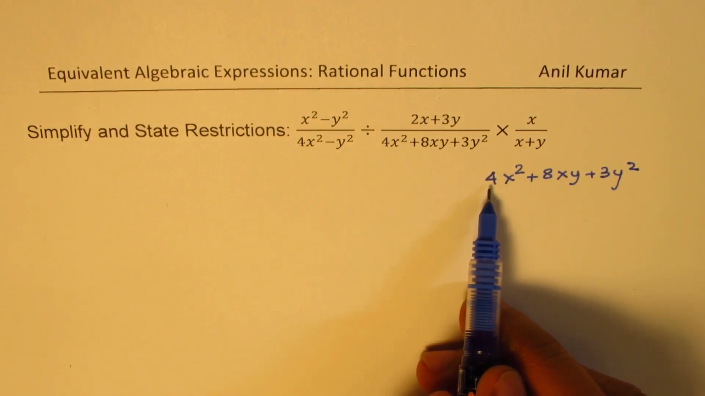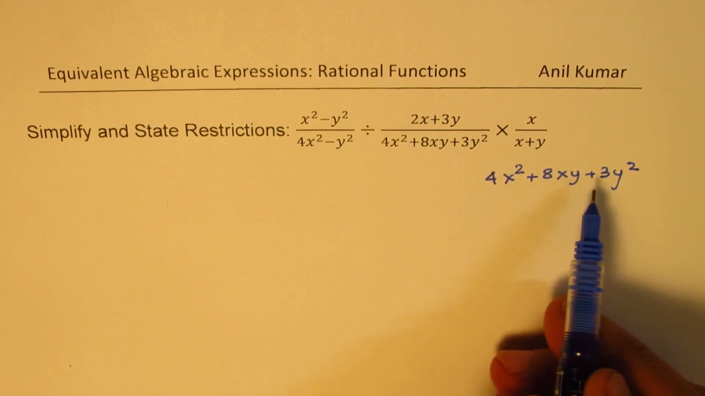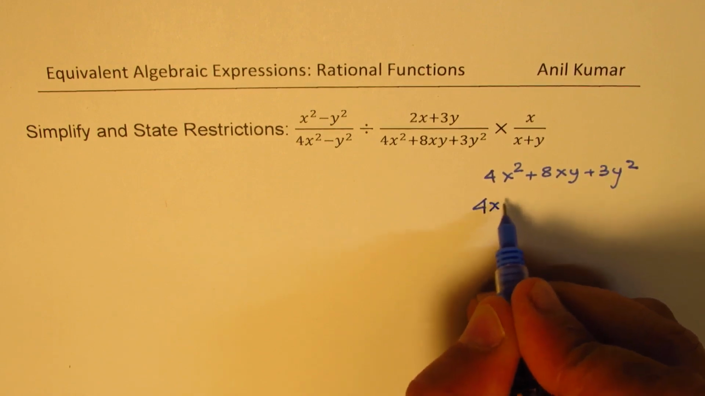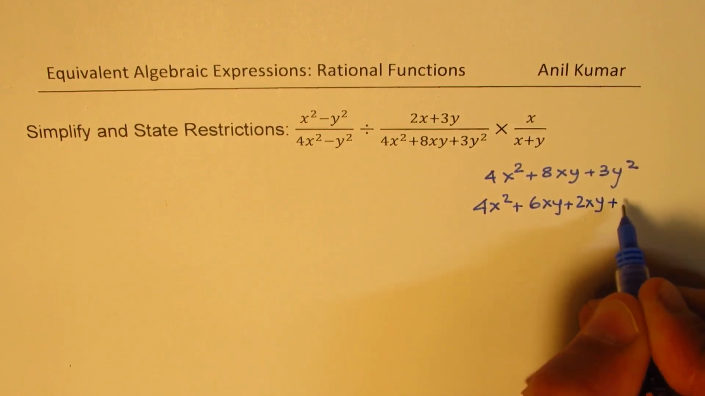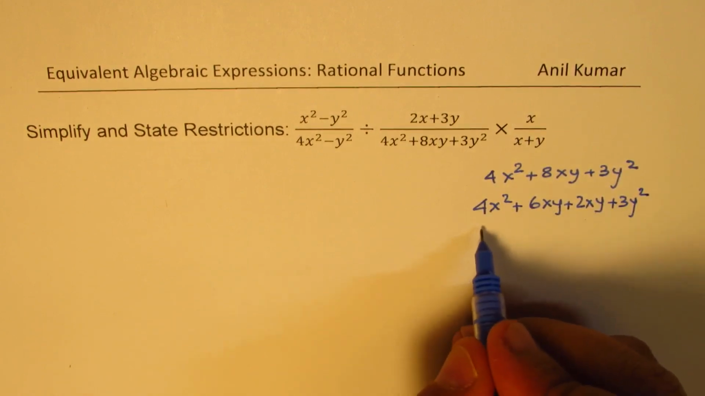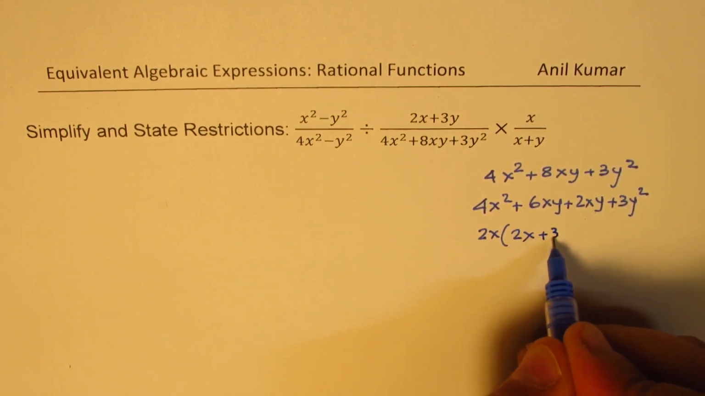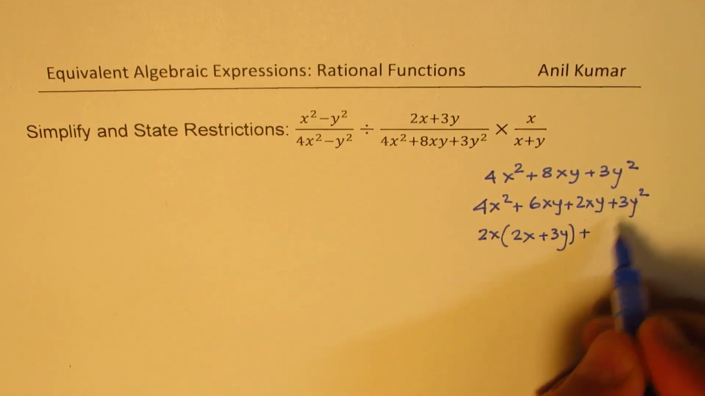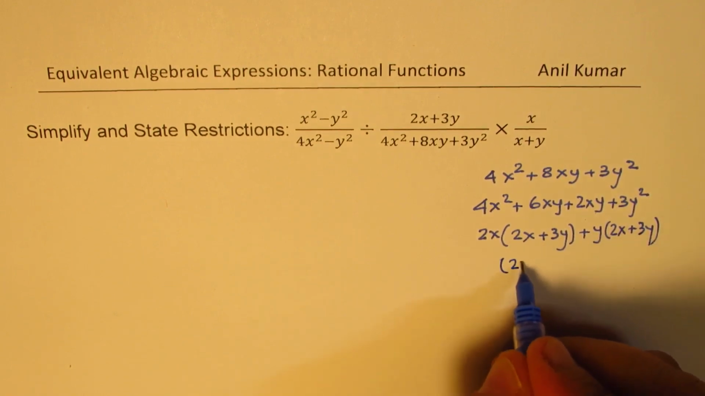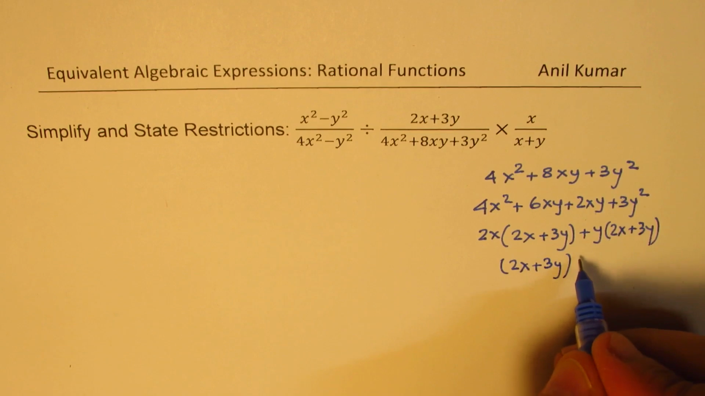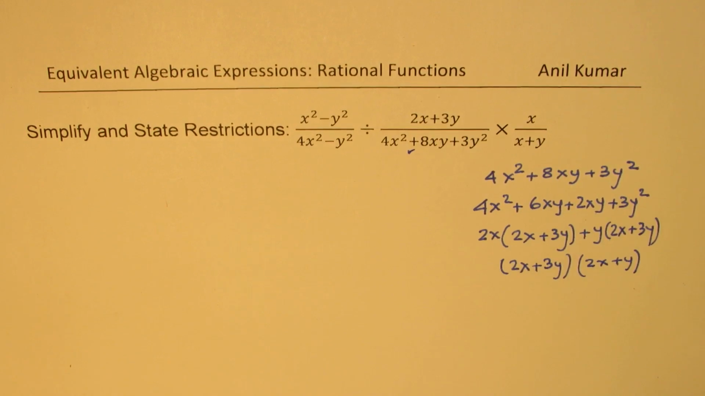We're looking for a product of 4 times 3 which is 12 and sum of 8, which is 6 and 2, right? So 6 and 2 can work for us. So we could write this as 4x square plus 6xy plus 2xy plus 3y square. Now group factor, so we have 2x common. So we get 2x times (2x plus 3y), plus here y is common, so we get y times (2x plus 3y). Now we could write this as (2x plus 3y) as one factor and the other factor being (2x plus y). So that is how you're going to factor this denominator.